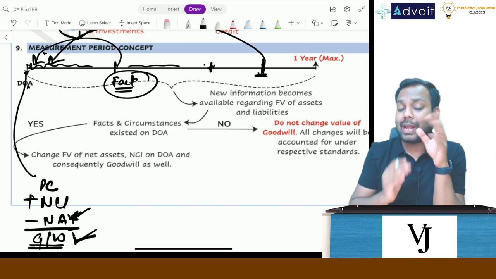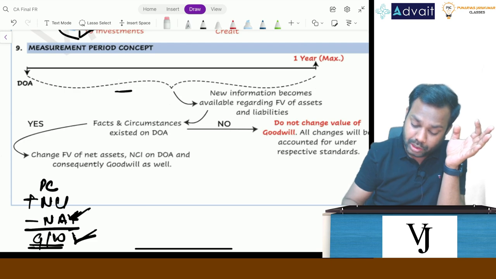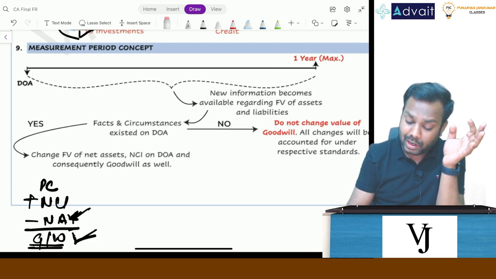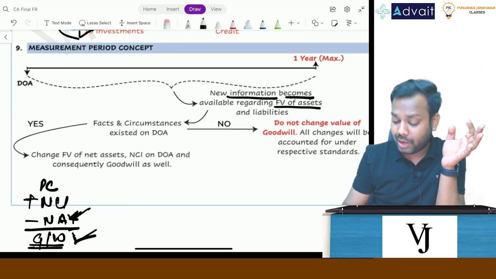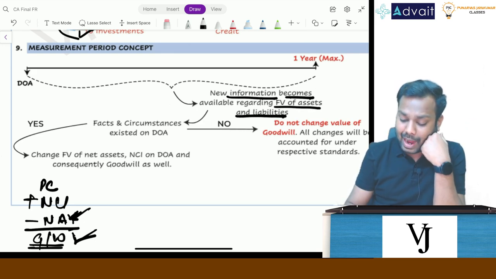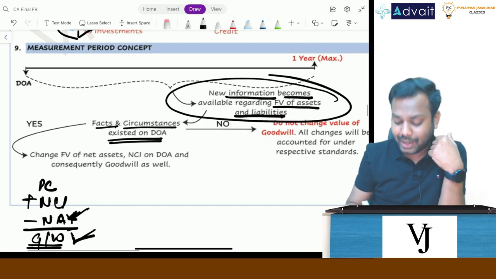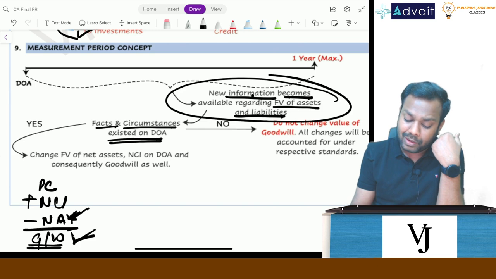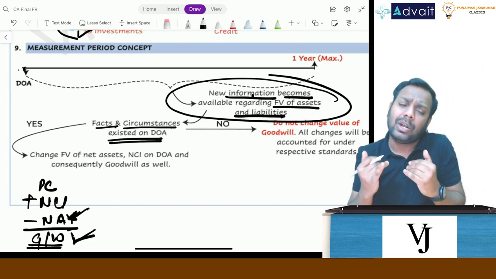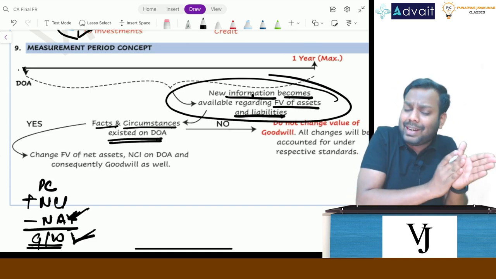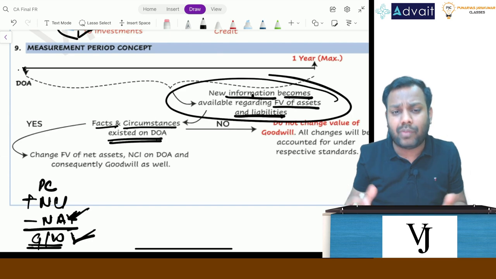So what it says is that if any new information becomes available regarding the fair value of the assets and liabilities, and the facts and circumstances existed on the date of acquisition, meaning this information was there on the date of acquisition, it is just made available to us later on. It existed there, but it was not available to us, meaning we were not aware about it.